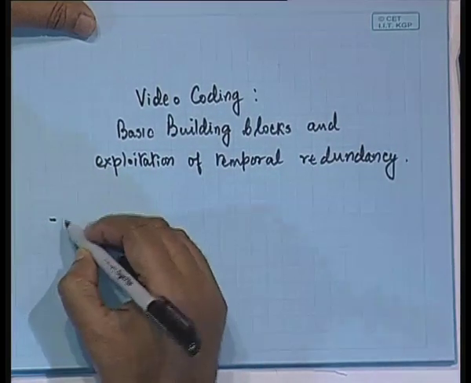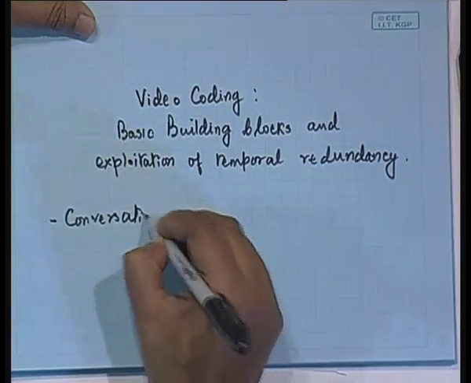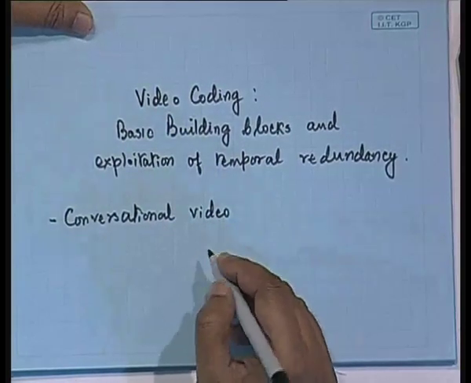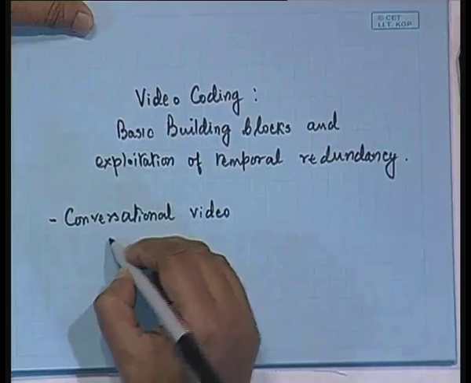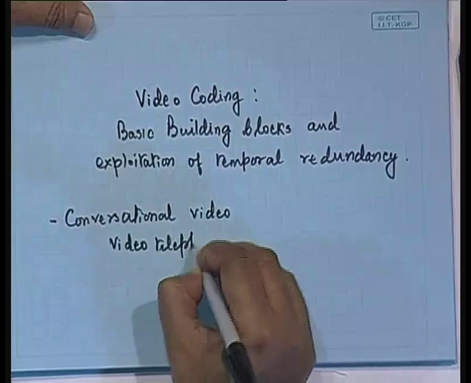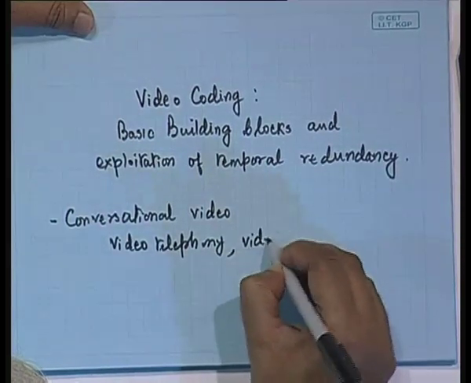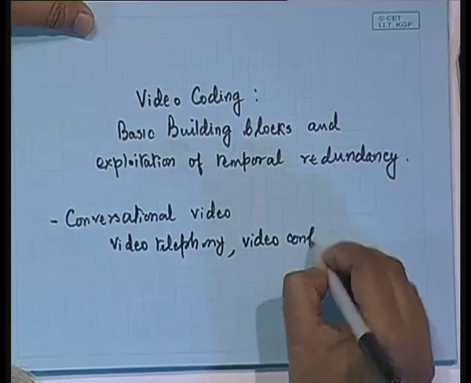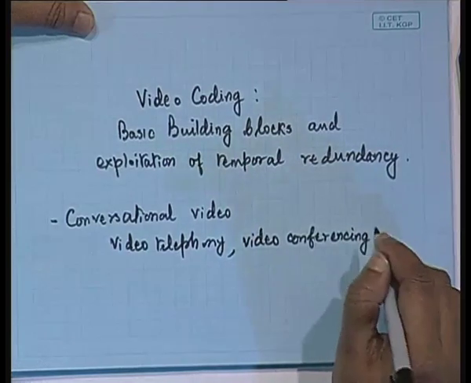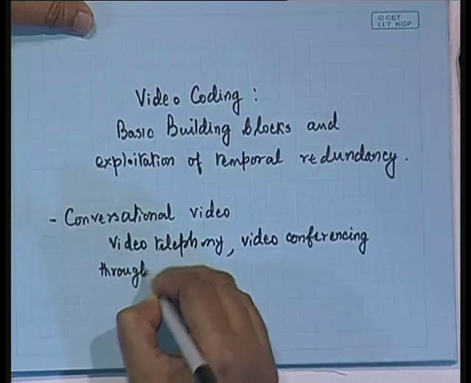One is what is called the conversational video, and under this conversational video category we have video telephony and video conferencing. This could be through wired or wireless medium.